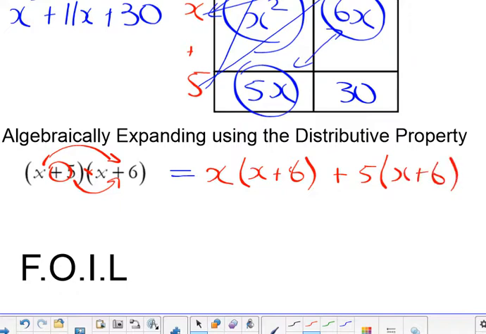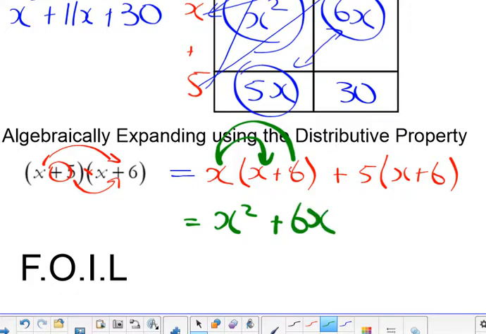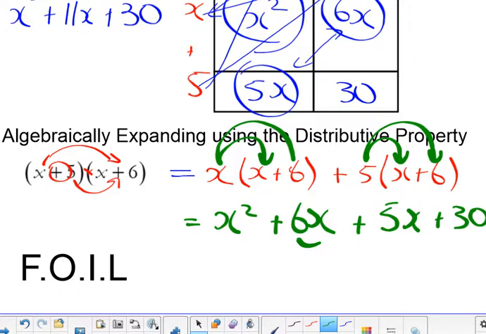Now check it out here. We can keep on using the distributive property. That becomes x times x, which is the x squared. And then we've got the x times 6, which we'll write as 6x, 6 times x. And then for the second pair, we've got 5 times x, and 5 times 6, which is plus 30. Now look what happens in here.